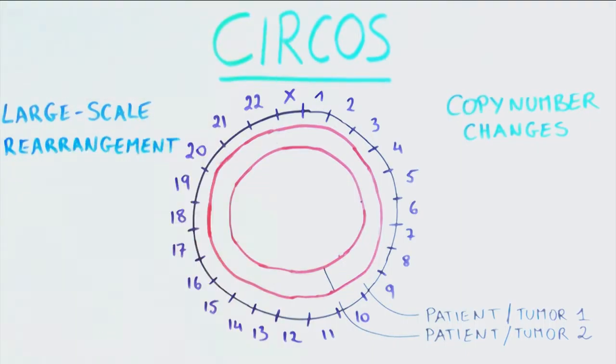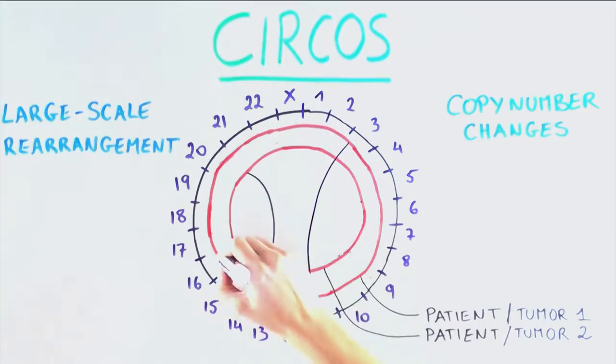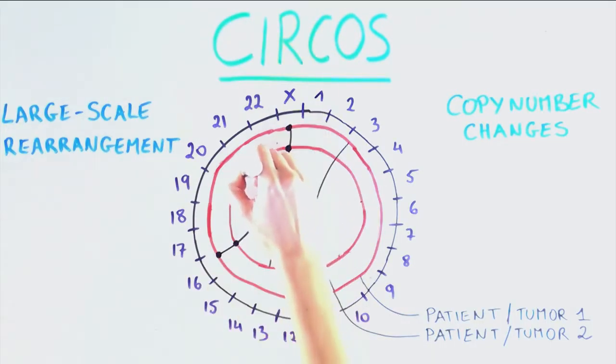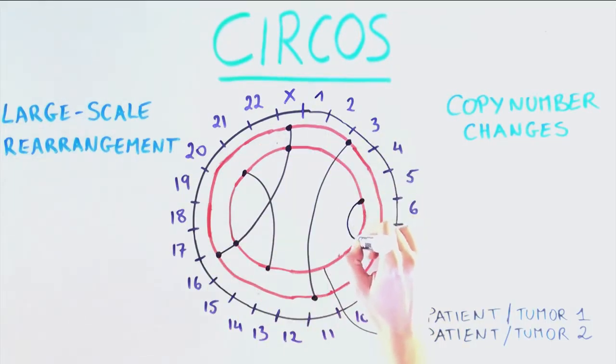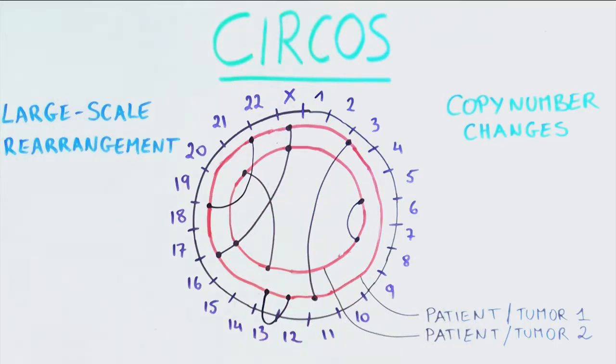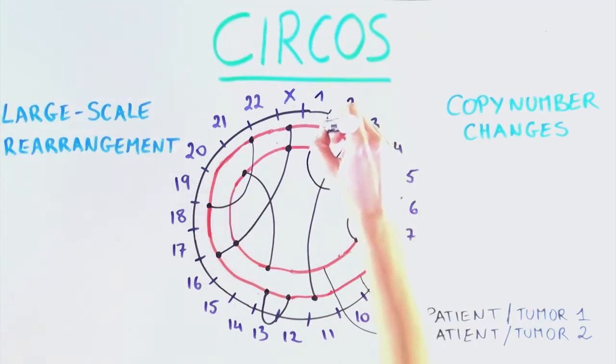To look at large-scale rearrangements using Circos, lines going from one end of the rearrangement to another are drawn like this across the circle. If all of the tumors have this particular rearrangement, then dots will be drawn in each line representing each sample for this particular rearrangement.